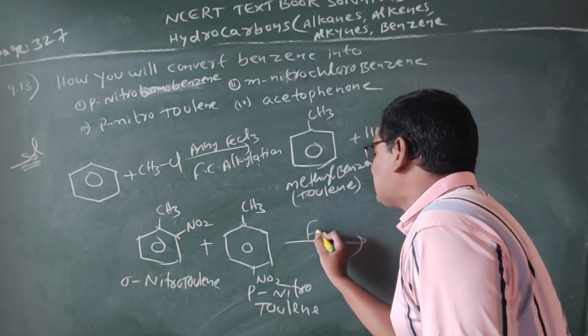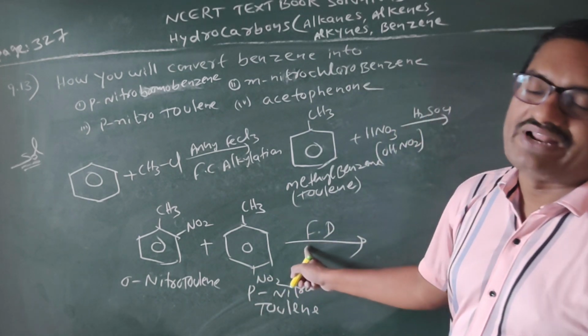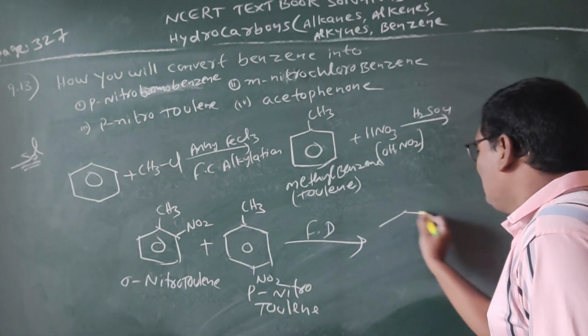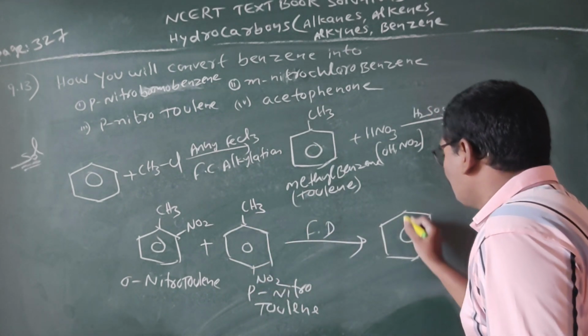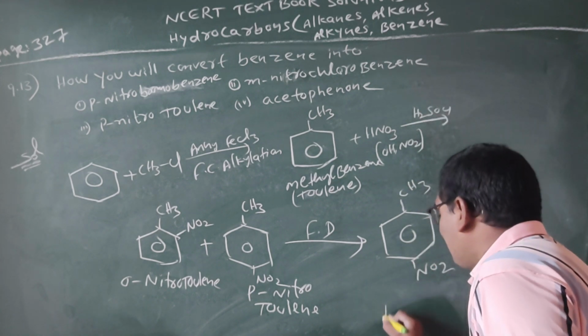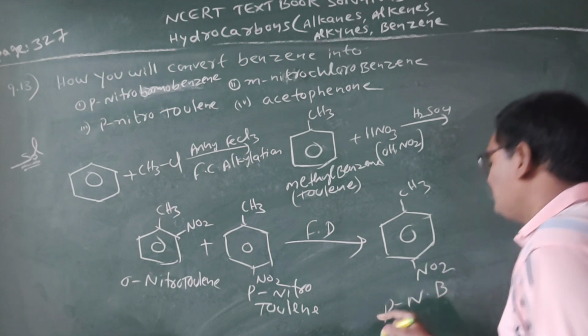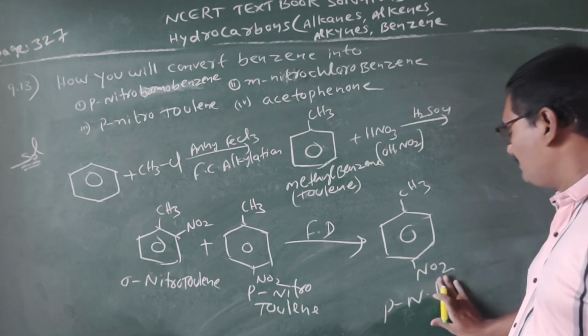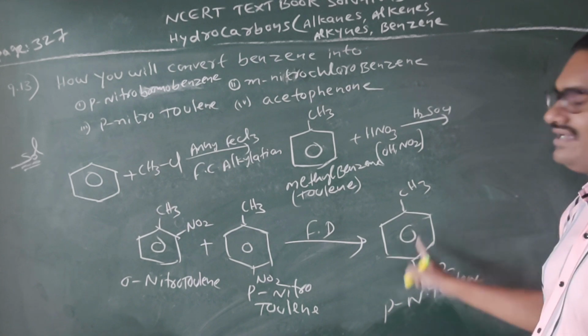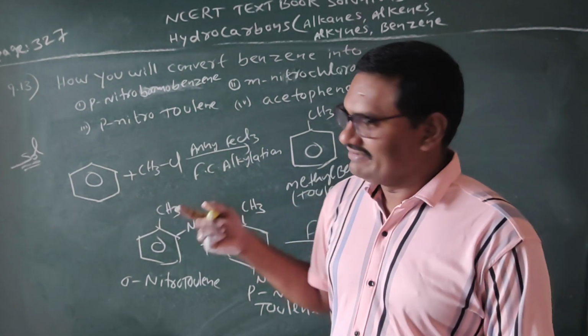It is separated by FD, fractional distillation. On separation by fractional distillation, we will get CH3 with NO2, which is called para-nitrotoluene. So please write, I will give the last answer.